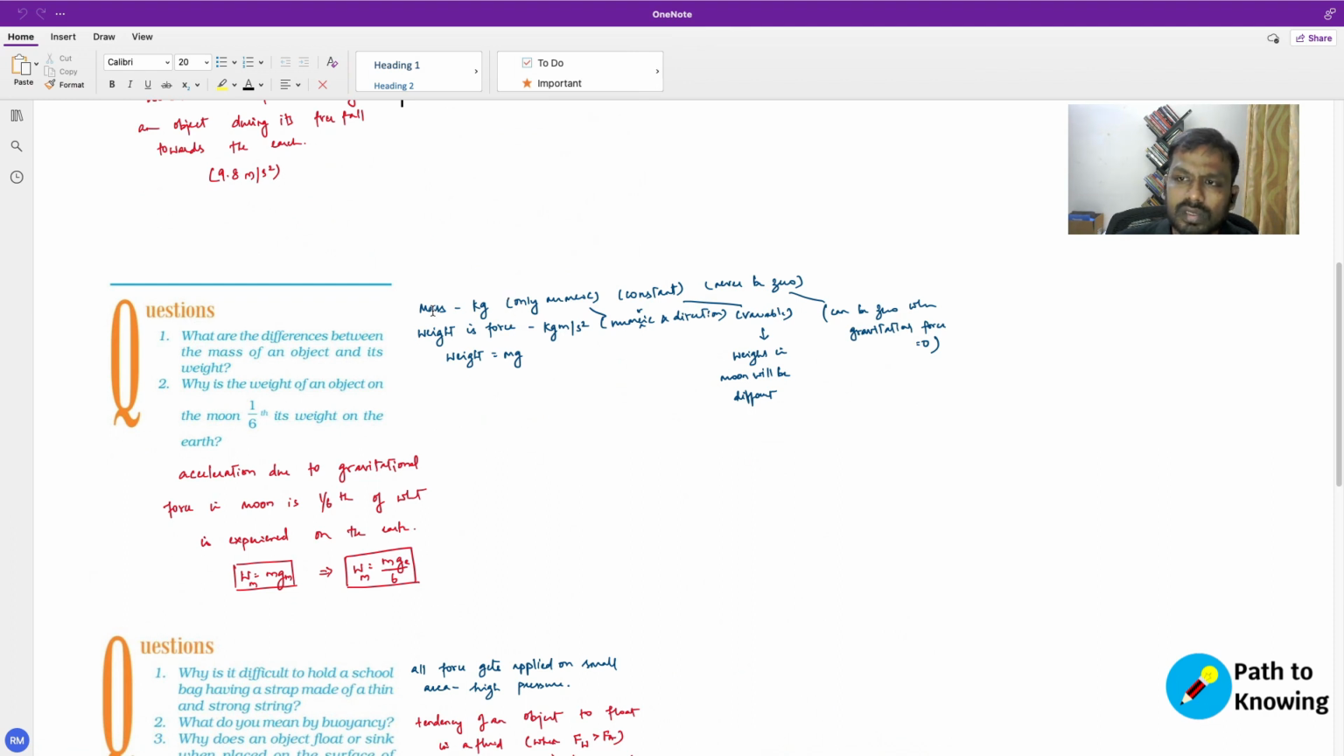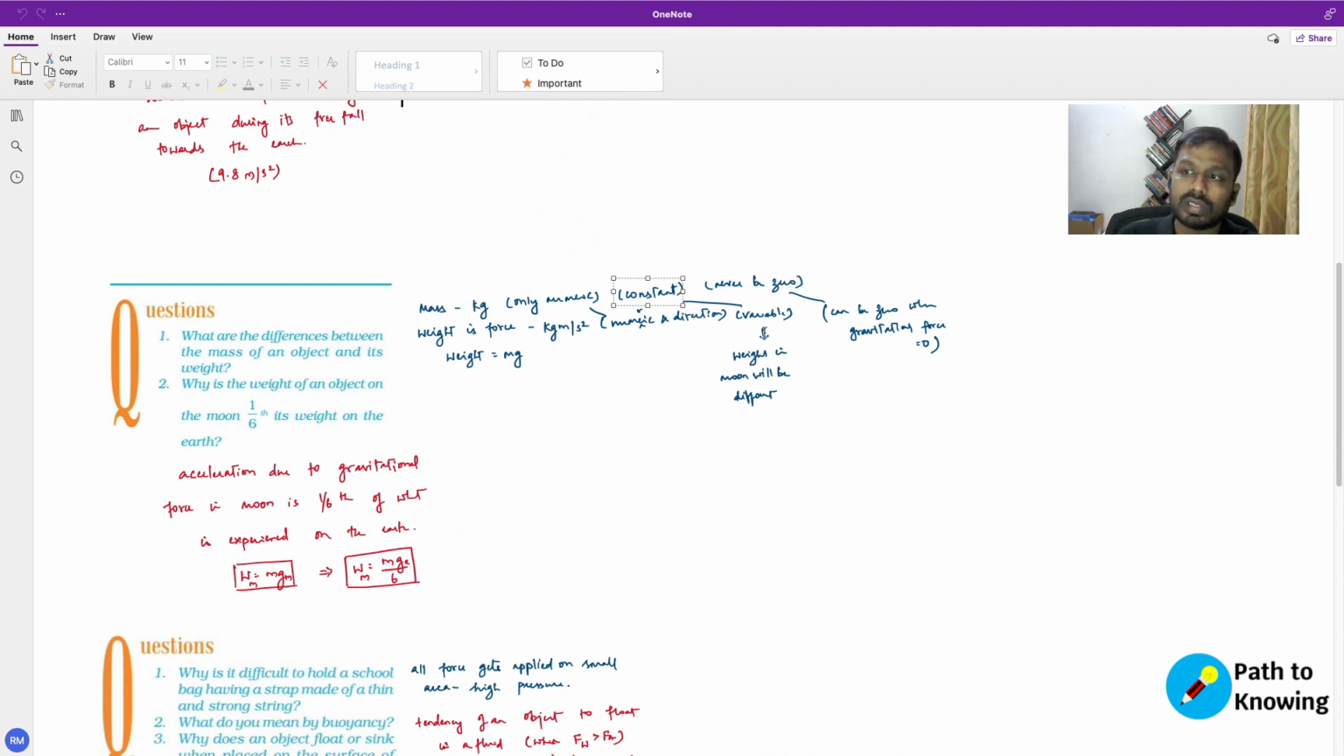The second difference is that mass will always have only a numeric value, whereas weight will have both a numeric value and a direction, because it is a force. Also, the mass of an object is a constant, wherever you place it, irrespective of the gravitational force. An object of mass 5 kg will measure 5 kg on the surface of the Earth, as well as on the surface of the moon or anywhere. However, the weight is the mass times the gravitational force.